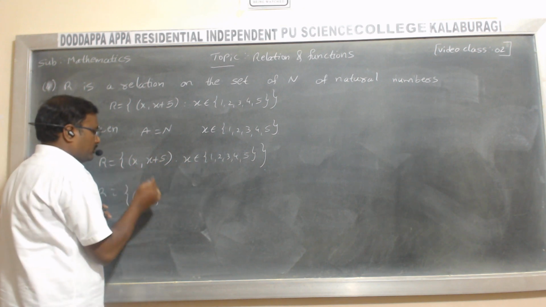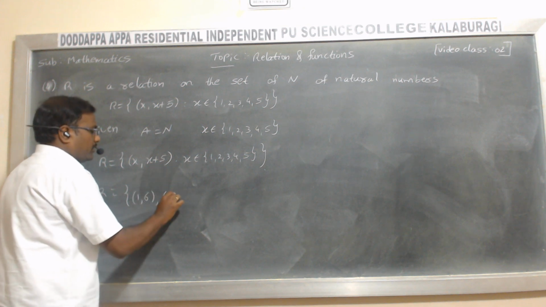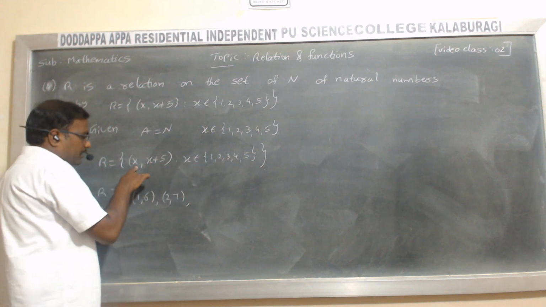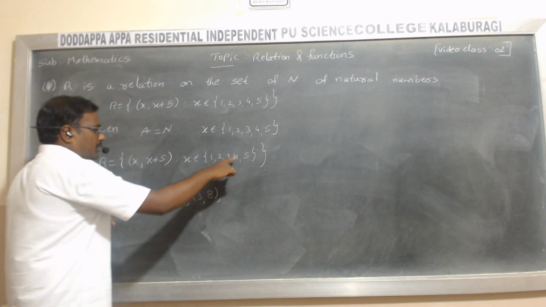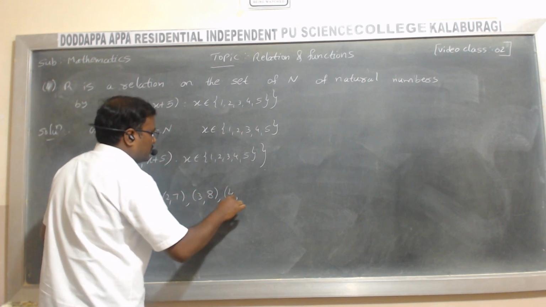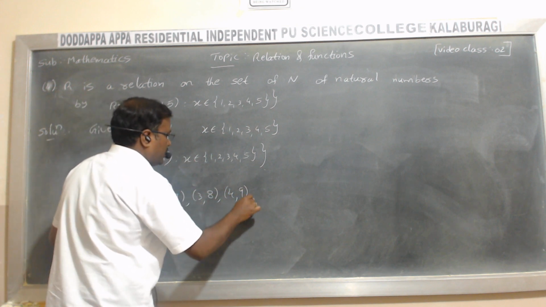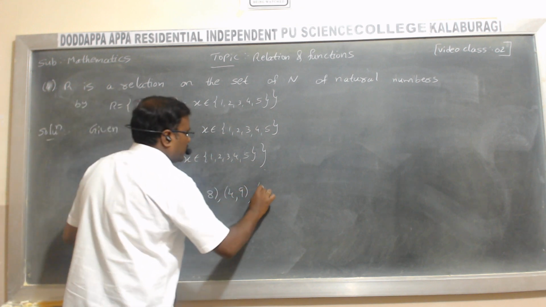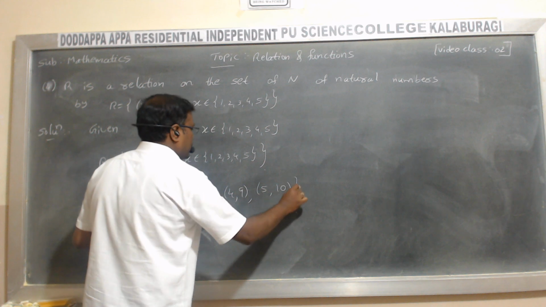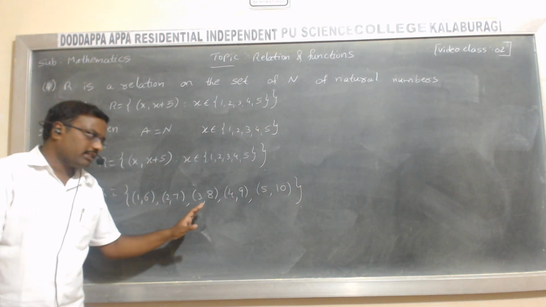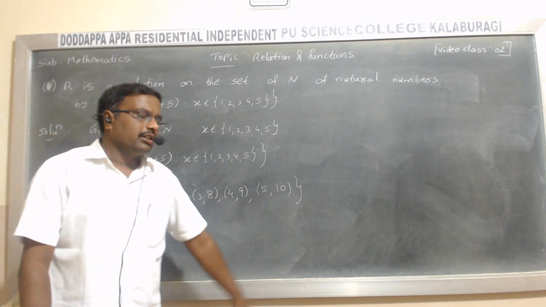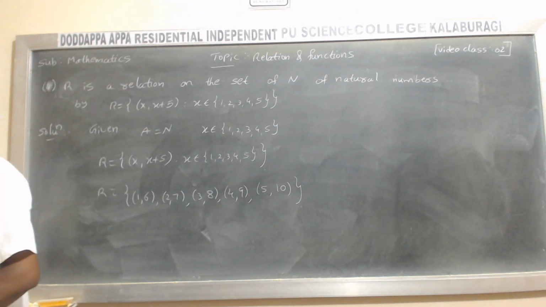Next x is equal to 2. 2 plus 5 means 7. Next x is equal to 3. 3 plus 5 means 8. If you put x is equal to 4, 4 plus 5 means 9. If you put x is equal to 5, 5 plus 5 means 10. So we get the relation 1 comma 6, 2 comma 7, 3 comma 8, 4 comma 9, 5 comma 10.